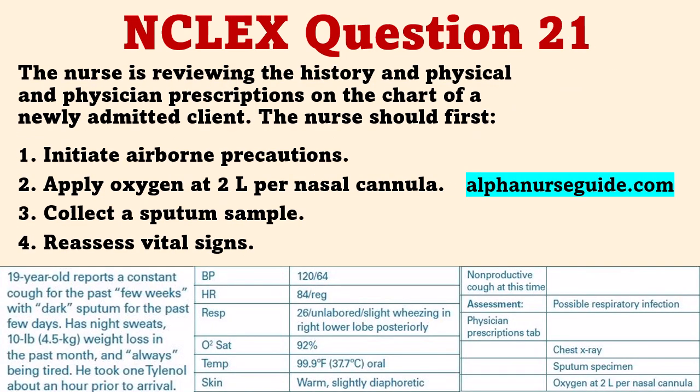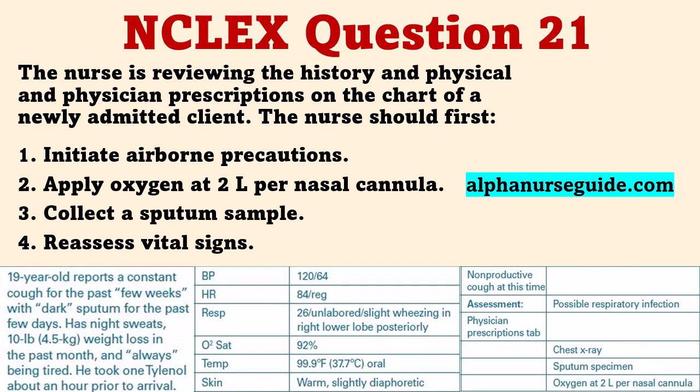The nurse is reviewing the history and physical and physician prescriptions on the chart of a newly admitted client. The chart reads, 19-year-old reports a constant cough for the past few weeks with dark sputum for the past few days. Has night sweats, 10 pounds weight loss in the past month, and always being tired. He took 1 Tylenol about an hour prior to arrival. BP is 120/64. Heart rate is 84 with regular rhythm. Respiration is 26, unlabored. Slight wheezing in right lower lobe posteriorly.